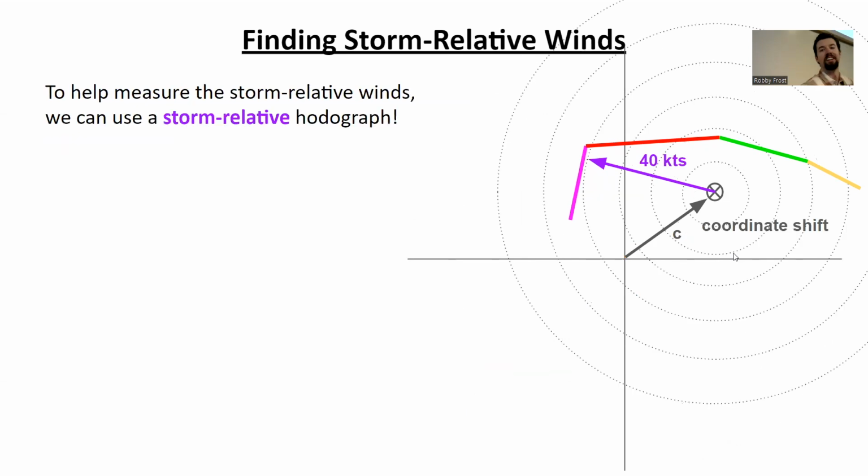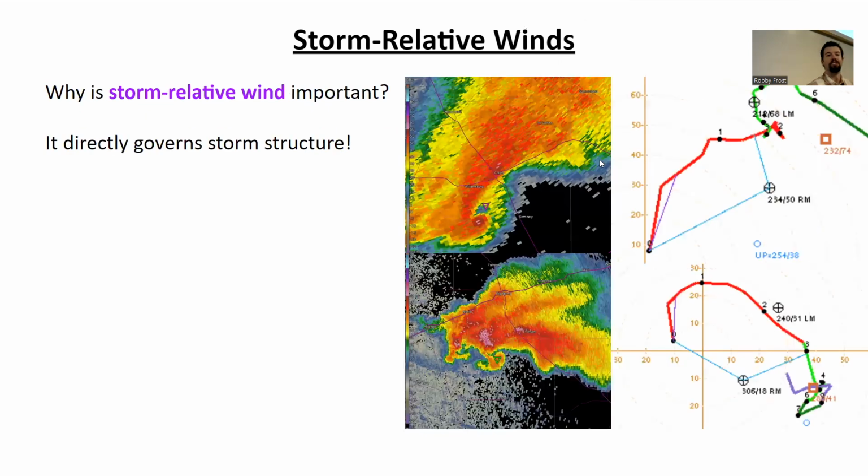So for the remainder of this lesson, we're going to shift our coordinate system to storm relative. We're going to have our storm in the center of that origin, and then we're going to be able to count: 1, 2, 3, 40 knots of storm relative wind, because each of these range rings is 10 knots. This is going to make it a lot easier, so this is what we're going to show you. So why is the storm relative wind important?